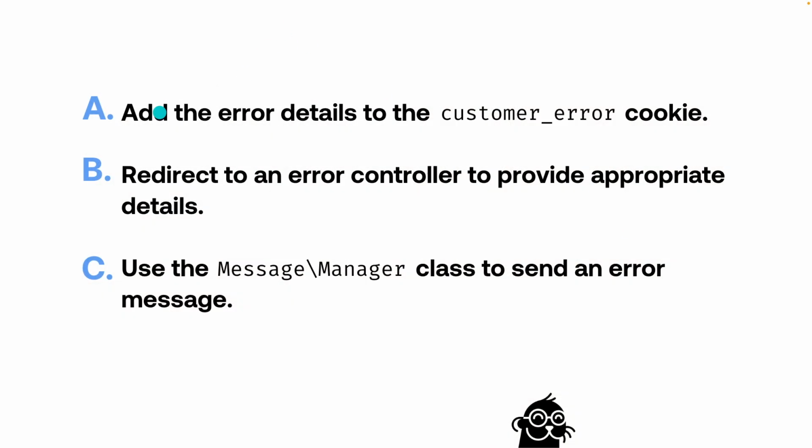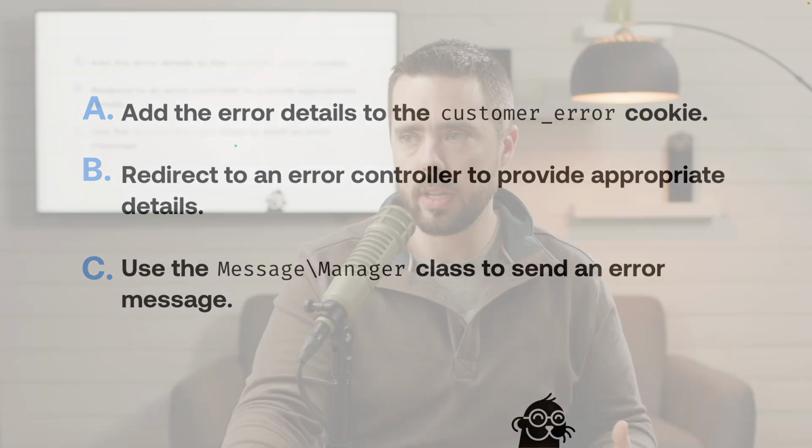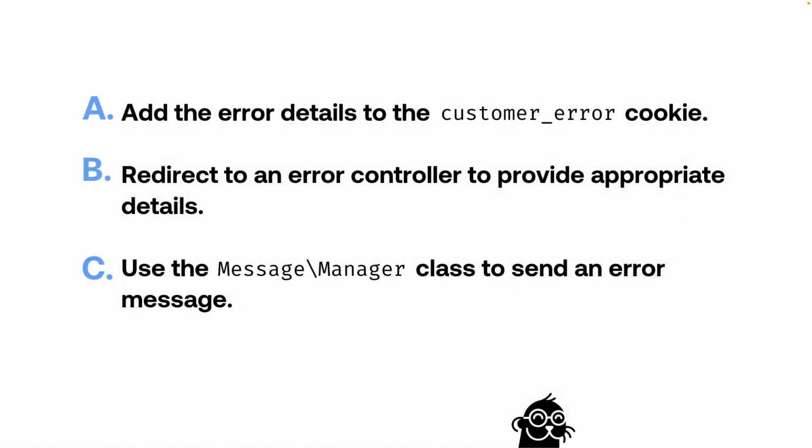So let's take a look at our answers. A, add error details to the customer error cookie. So again, it's a matter of how we show these errors to the customer on the front end. The customer cookie here, let's say, is like a magic cookie. We set the value of it, and it's going to show that on the front end. B, redirect to an error controller to provide appropriate details. This would be like an error page that we have set up. And C, use the message manager class to send an error message. Now, let's jump through these here. The error details in a customer error cookie, I'm not aware of said cookie, so we can discount this one right away. B is an interesting option.